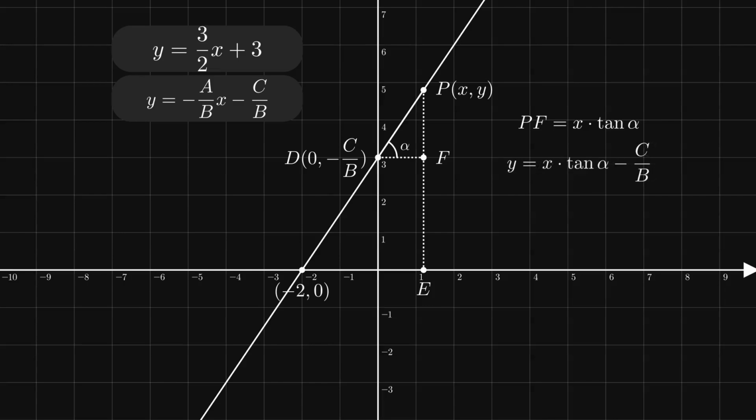Let m be the tan alpha, okay? And the minus c over b as small c. And thus the equation becomes y equals mx plus c. If we compare the mx plus c with the top right equation, the minus a over b determines the slope of the line, while the minus c over b is the y-intercept. We now know that a and b are all about the slope of the line. But what about the constant c?